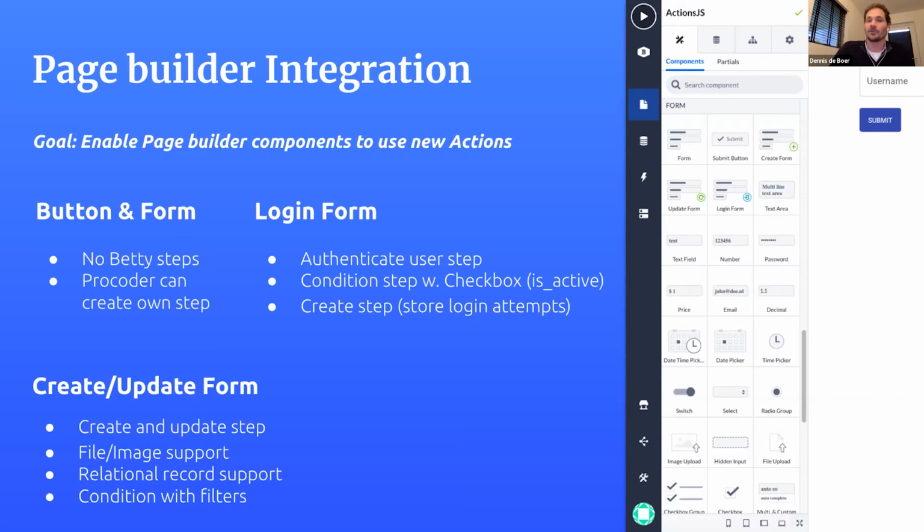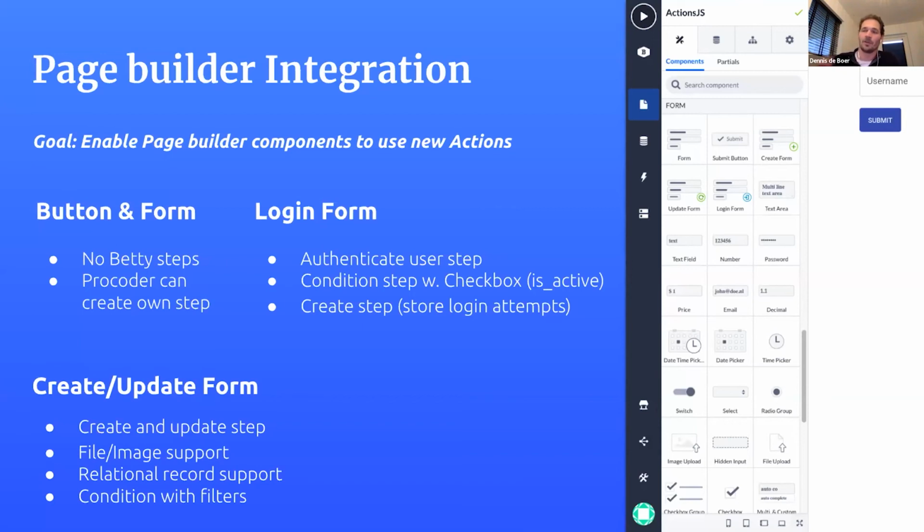After that, the focus is on the create and update form, for which obviously you need a create step and an update step. But in this iteration, we will focus on extending those steps with file and image support, relational records, for example. So a belongs to and a many-to-many. This will all be possible. And the condition step will be extended with filters.